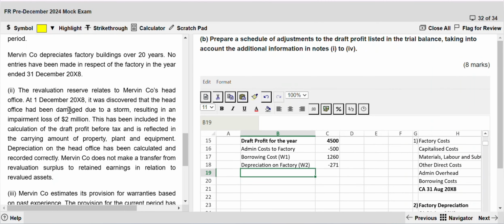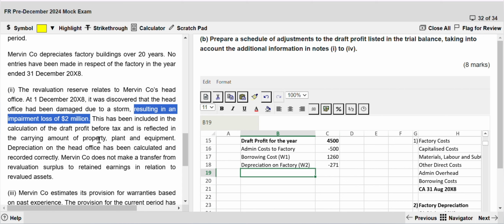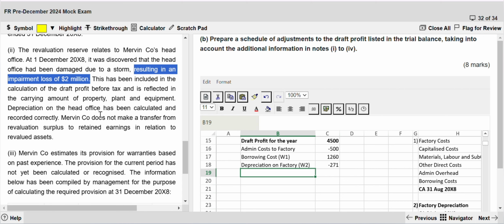Next working we have to do is the revaluation reserve that relates to Mervyn's head office. At 31st December it was discovered that the head office had damage due to a storm, resulting in an impairment loss of 2 million. This has been included in the calculation of draft profit and reflected in the carrying amount of the property. Depreciation on the head office has been recorded correctly. Mervyn did not make a transfer from revaluation surplus to retained earnings for the revalued asset.